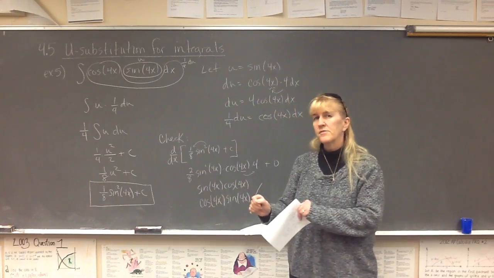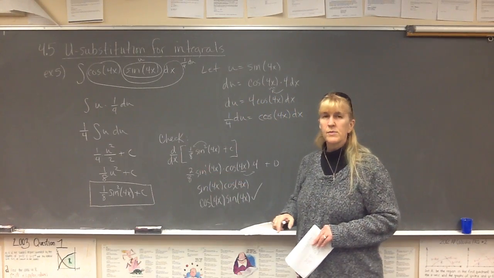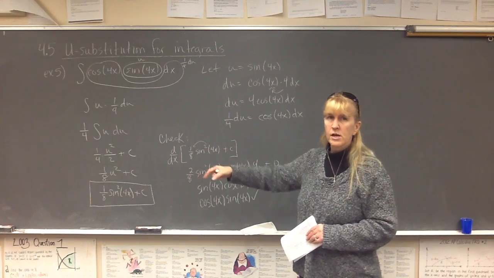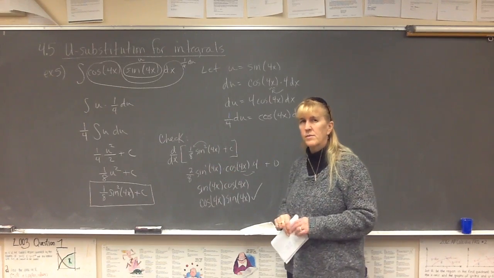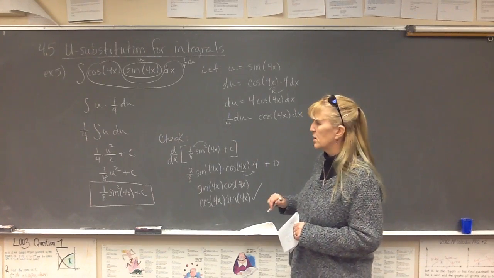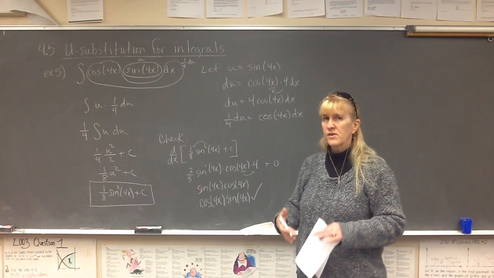If I had done the other substitution though, I would have ended up with something with a cosine squared in my answer. But I can always switch from sine squared to cosine squared using that basic fundamental Pythagorean identity, that sine squared x plus cosine squared x equals 1, or sine squared theta plus cosine squared theta is equal to 1.